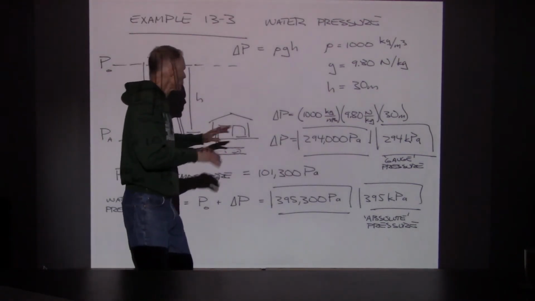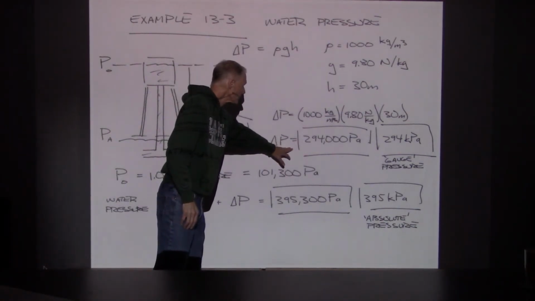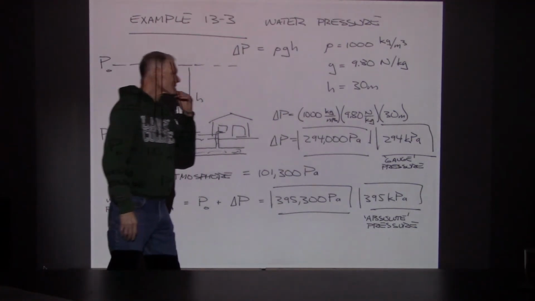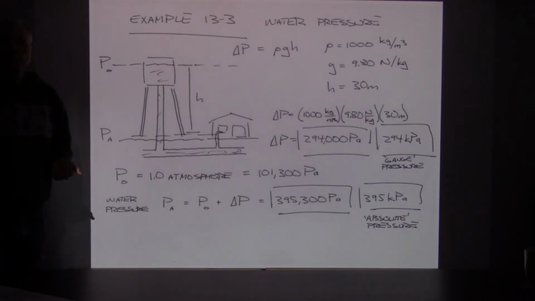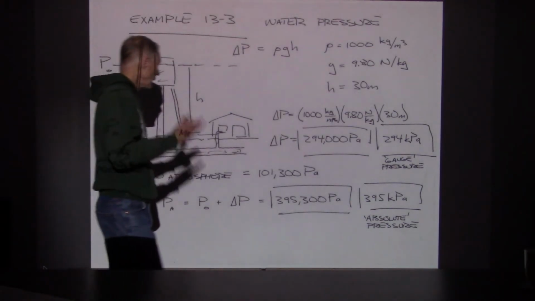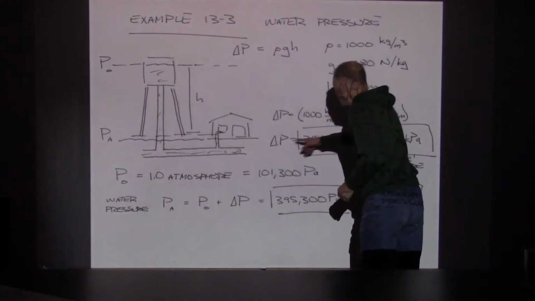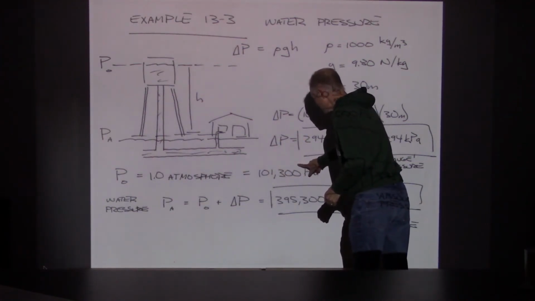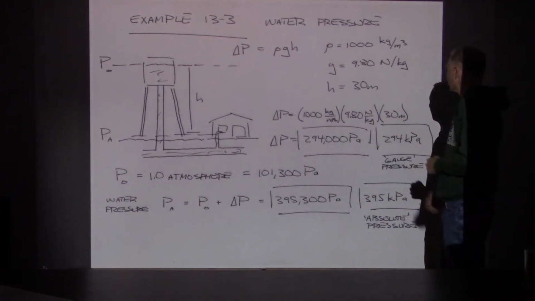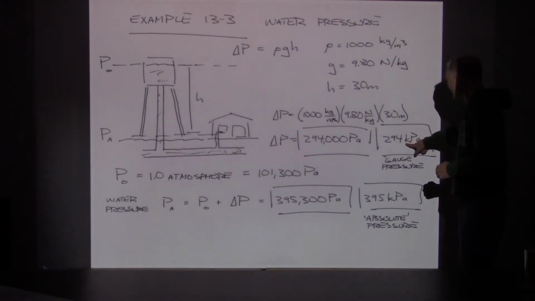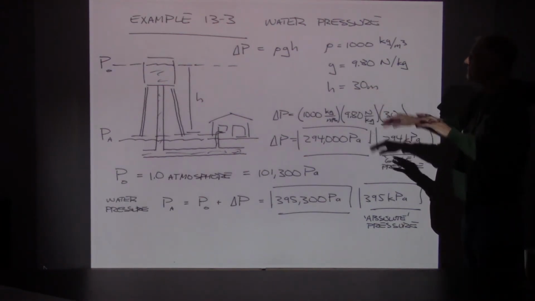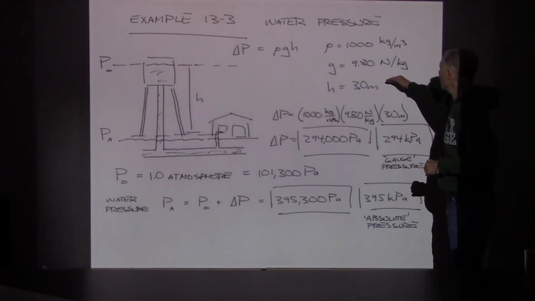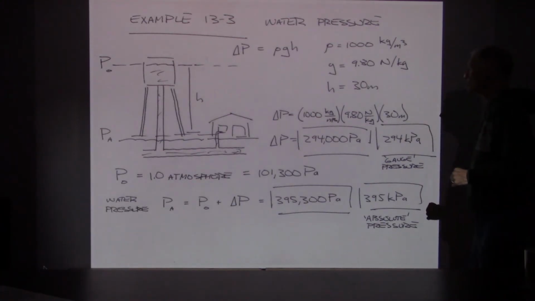So we could do this either way. We could say this is gauge pressure, 294. Now that's about what? That's about 3 atmospheres, let's say. We said right here, roughly 100 kilopascals is the equivalent of 1 atmosphere. So that's about 3 additional atmospheres of pressure due to a water piping system that works off of a difference of height of 30 meters.